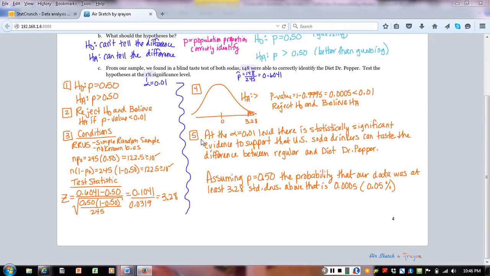Now looking at our step 5, our first interpretation: at our alpha equals 0.01 level, because we rejected the null up here, there is statistically significant evidence to support that our U.S. soda drinkers can taste the difference between regular and Diet Dr Pepper. Second interpretation, we're interpreting this picture. Assuming people cannot tell the difference between the regular and Diet Dr Pepper, the probability that our data was at least 3.2 standard deviations above that, again above because it's positive, is 0.0005.